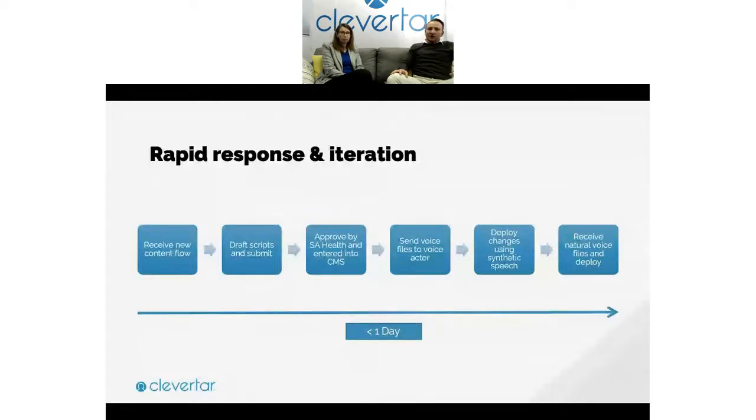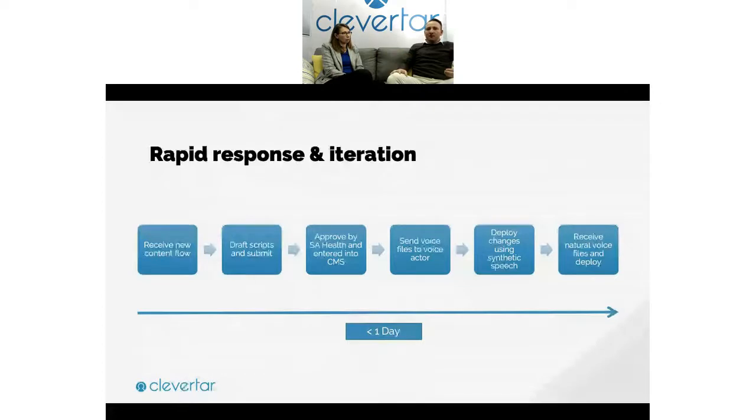We then have the content approved by SA Health. They make any changes they need to make, anything that needs to go through comms, they'd mark that up. And we then enter it into our content management system. We'd send the voice files to our voice actor, but we didn't want to be reliant on information being delivered quickly, because really the users receiving valuable and timely information is the most important thing here. So as soon as it was ready in our content management system, we would deploy it and have it delivered by synthetic speech, which is still a really great experience, but the voice artist, as I said, is able to have a little bit more empathy in the way it's delivered.